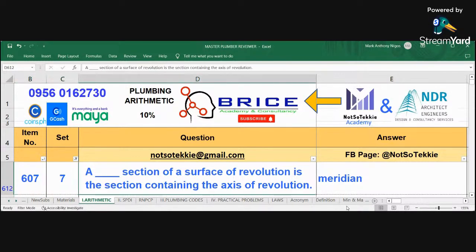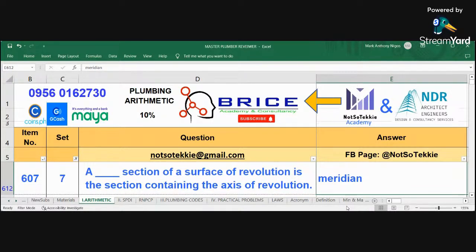A blank section of a surface of revolution is the section containing the axis of revolution. The answer is meridian. Meridian is the answer.